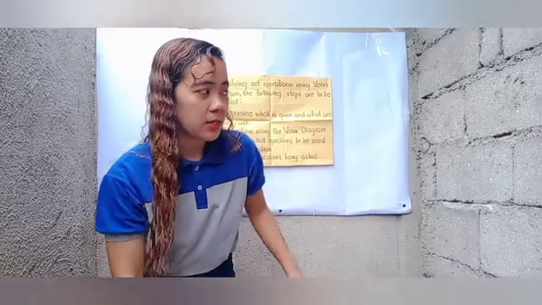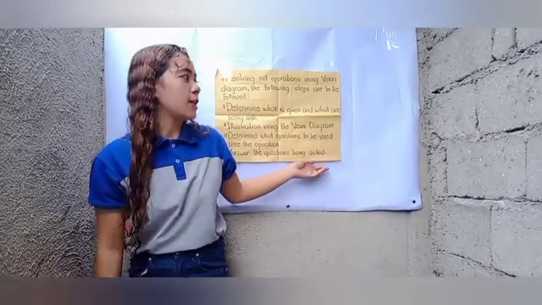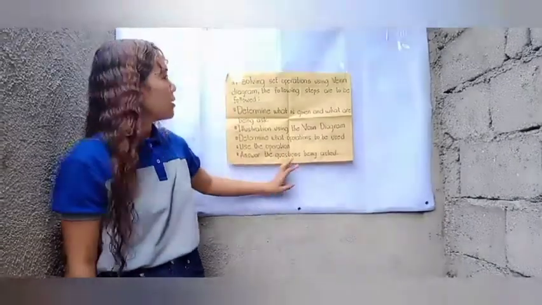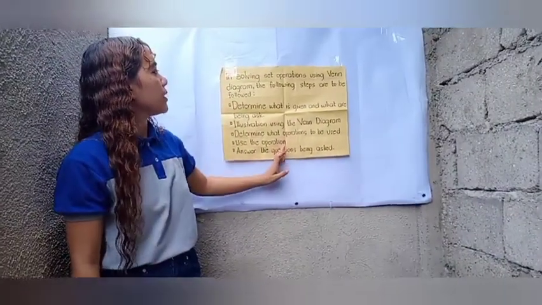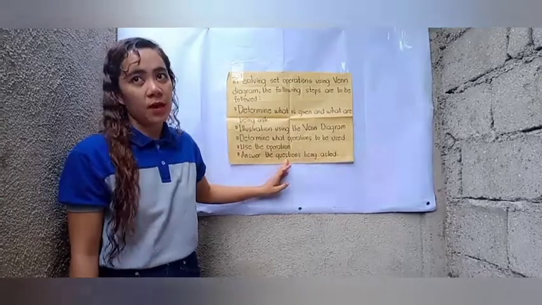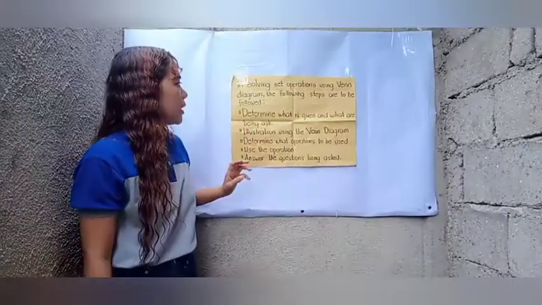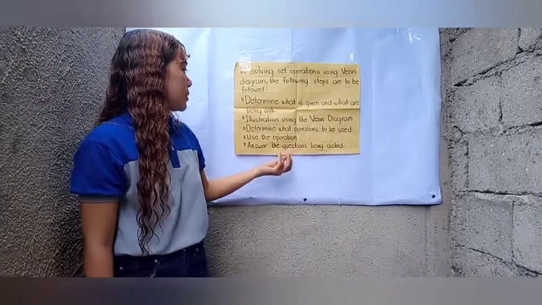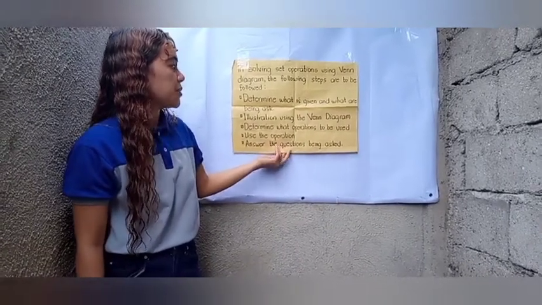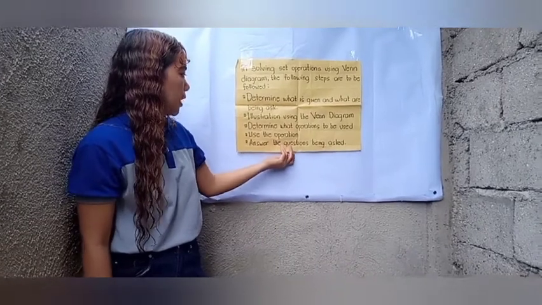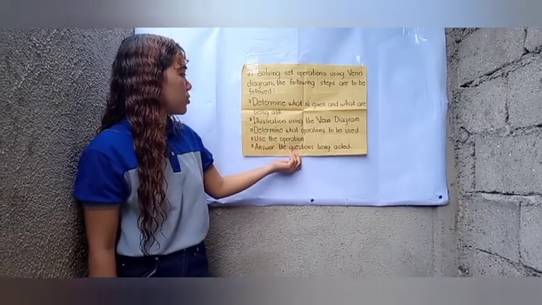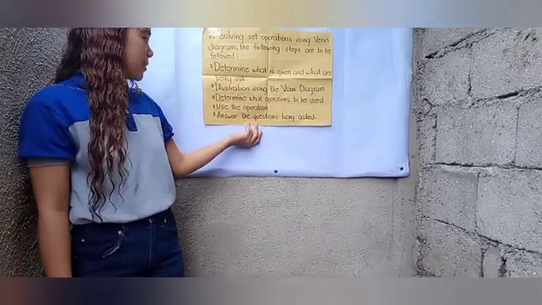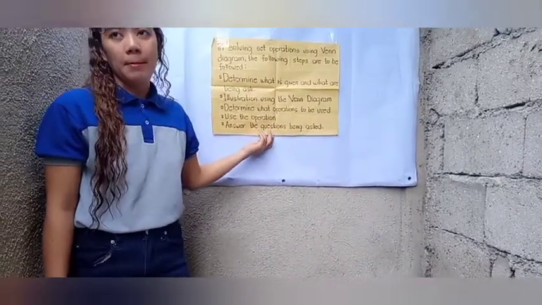So, in answering problems involving sets, we have these set operations or steps. In solving set operations using a Venn diagram, the following steps are to be followed. Number 1, determine what is given and what is being asked. Step 2, illustration using the Venn diagram. Step 3, determine what operations to be used. Step 4, use the operation. And the last step, answer the questions being asked.